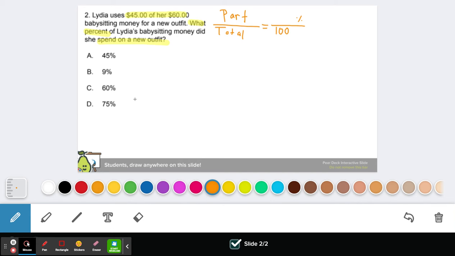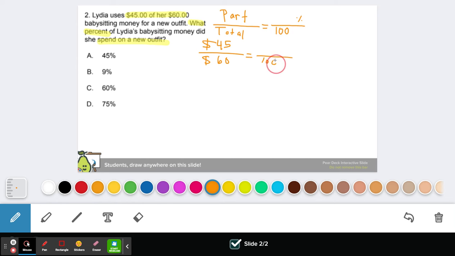I know that part of my money is 45. That's part of her babysitting money, it's not all of it. So I'm going to put $45. And then the total is 60, because that's how much she's spending in total. So what we need to figure out is this percent right here.